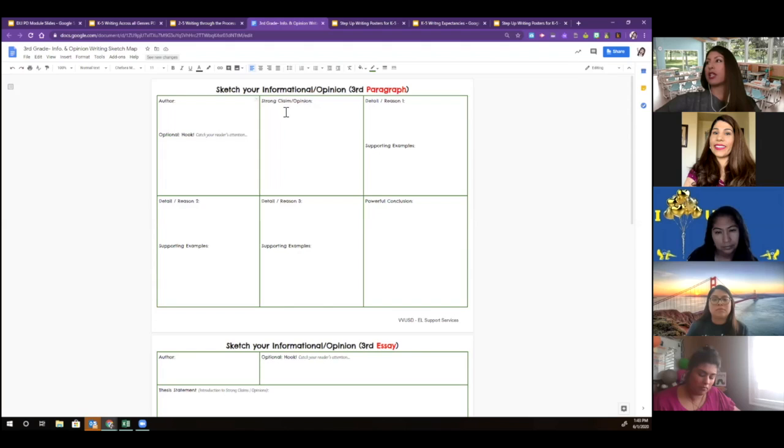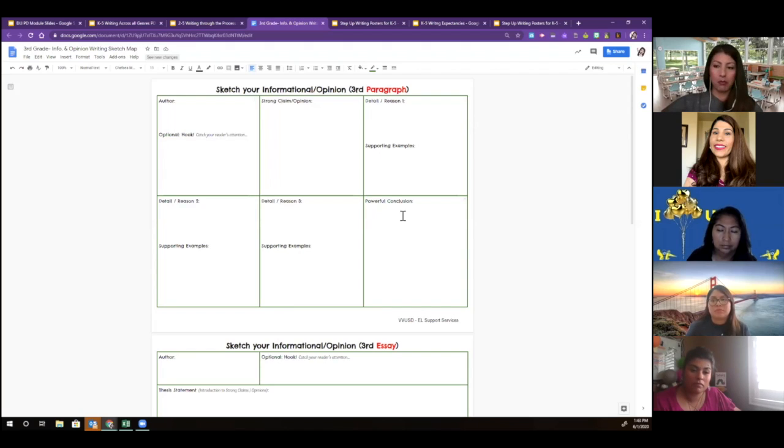Then they're going to type in their strong claim right over here, or if it's an opinion, they would type in their opinion, and then their first detail or their first reason, their supporting examples for that, and then they're going to have up to 3 good reasons or 3 good details. And then we leave off with a powerful conclusion, just as the TPR chant mentioned, right? So they're just going to do jotting.